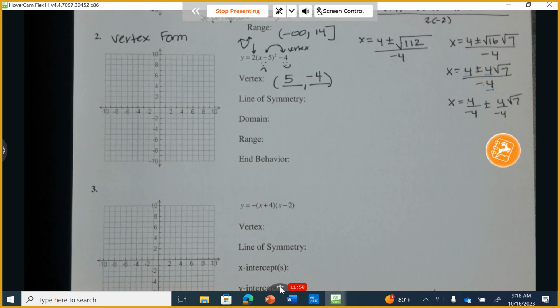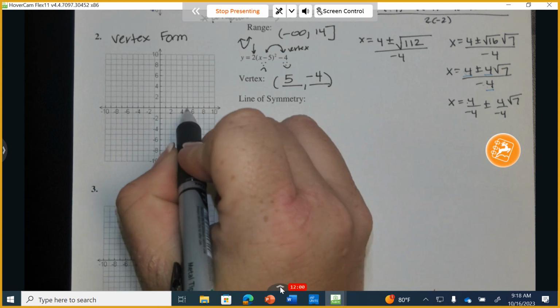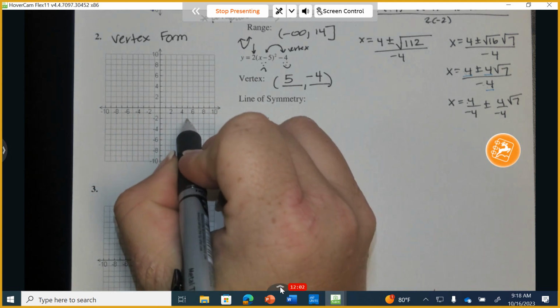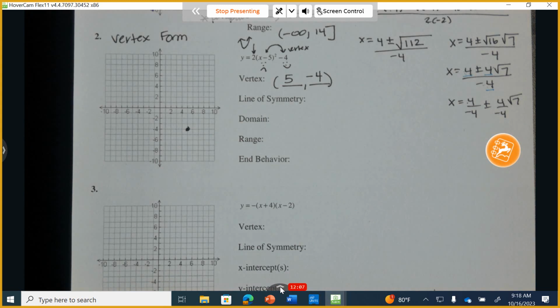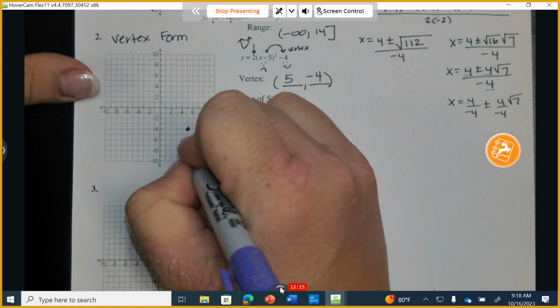Now we're going to come off to the side and we're going to graph that. So I'm going to go over 5 and I'm going to go down 4. 1, 2, 3, and 4. We are done. Okay, then I'm going to make a dotted line here.